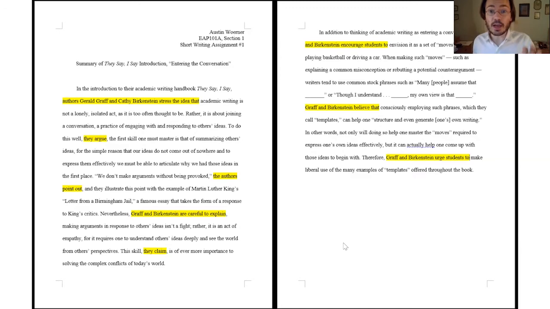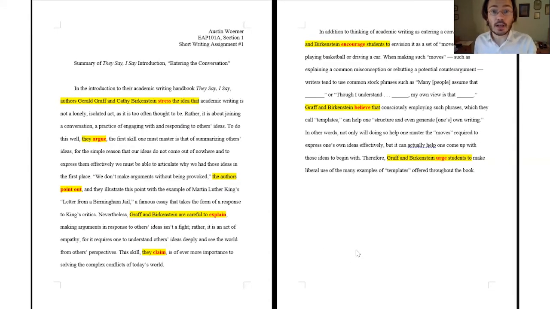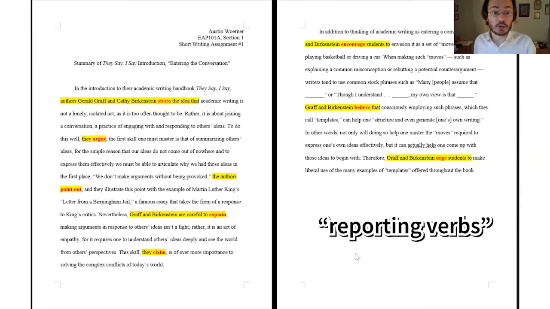Okay, there's one other thing that I want you to notice about these voice markers, which is that each of them contains a very special kind of verb. And we call these reporting verbs. You'll see that they are highlighted in red here now.